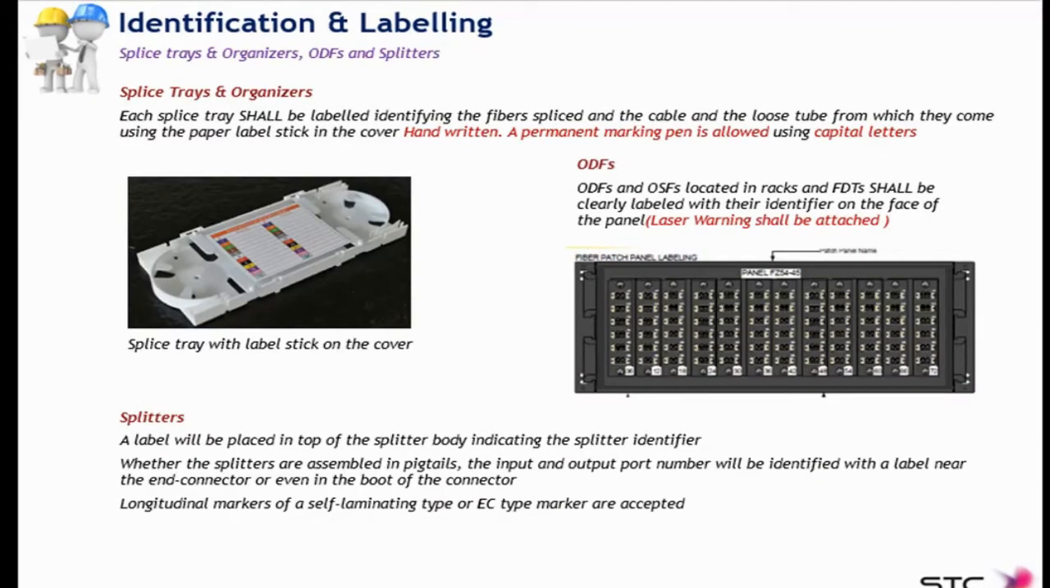The identification and labeling of splice trays and organizers is the only exception to the machine-printed labeling, according to the splices and connections that you have made. Handwritten labeling is allowed, but always using capital letters and a permanent marker.